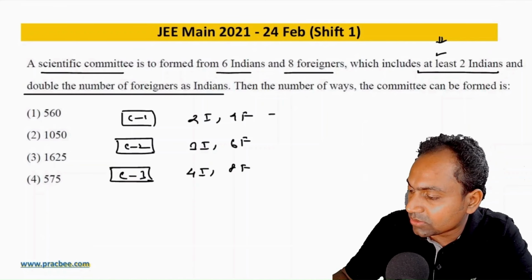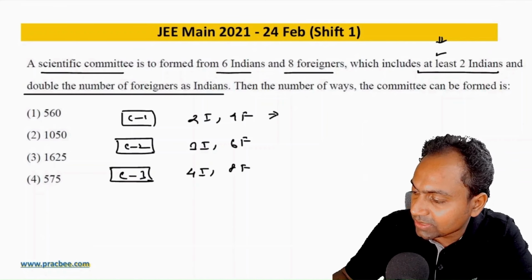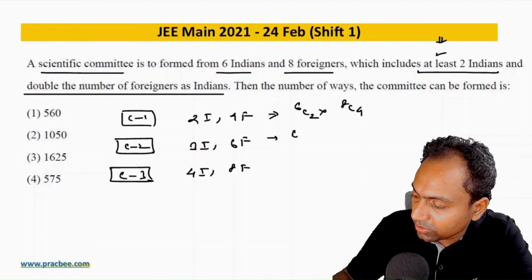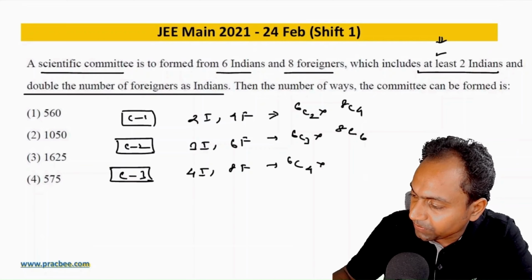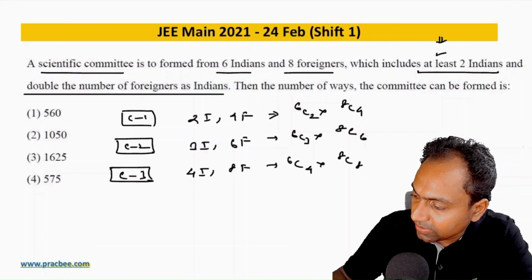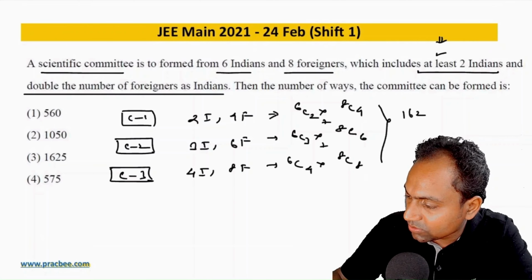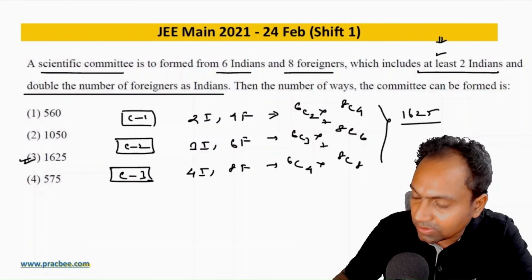If you do this, the answer corresponding to first case comes out to be 6C2 into 8C4, corresponding to second 6C3 into 8C6, and corresponding to last one 6C4 into 8C8. Once we add all of them down, it comes out to be 1625. That is nothing but option 3.